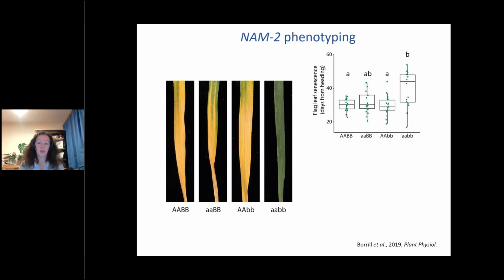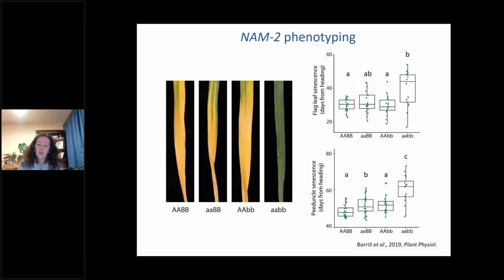We didn't see a significant effect in a single mutant of either the A homolog or the B homolog, indicating these might be somewhat redundant. We also looked at peduncle senescence. The peduncle is the part of the stem which connects the flag leaf to the ear, and we saw a dramatic change in peduncle senescence. This was about the same as the flag leaf, so about 12 to 14 days difference in peduncle senescence.